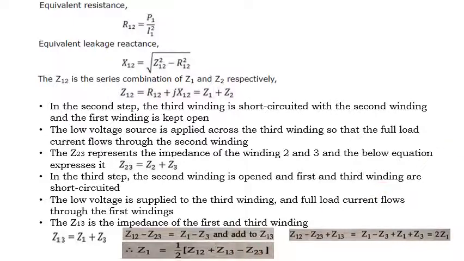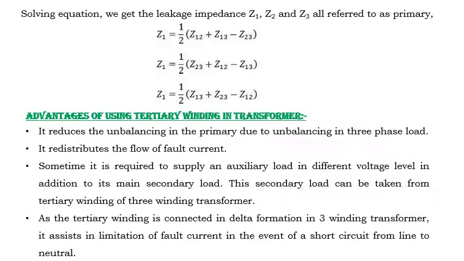Similarly, you can represent Z2 and Z3. By solving the equations, you get the leakage impedances Z1, Z2 and Z3 referred to the primary. So consequently you can calculate Z1, Z2 and Z3, and these equations you can obtain. So this is about how we can determine the equivalent circuit parameters by conducting open circuit and short circuit tests.